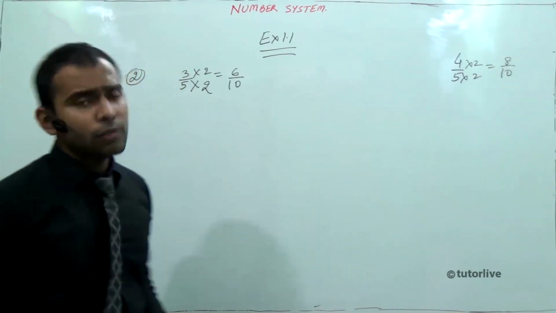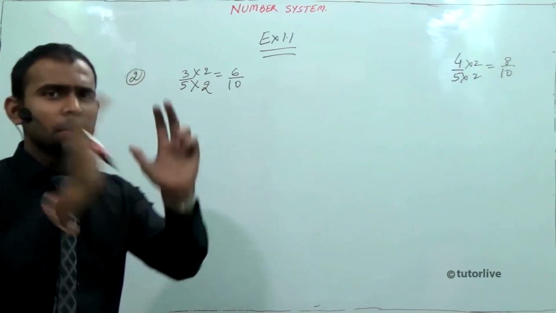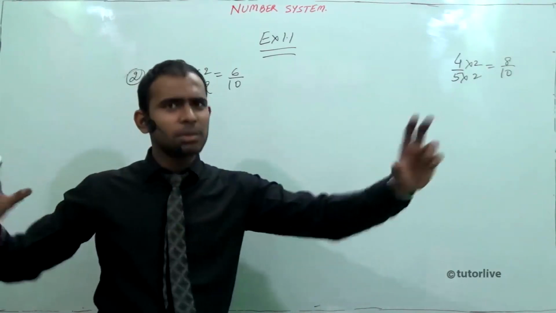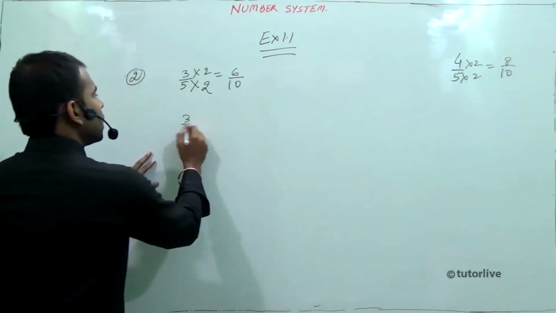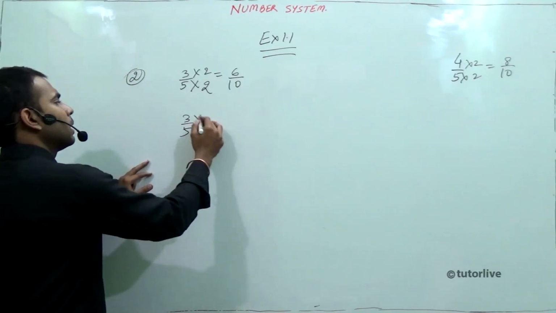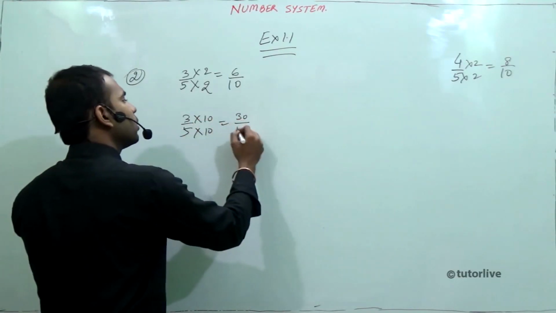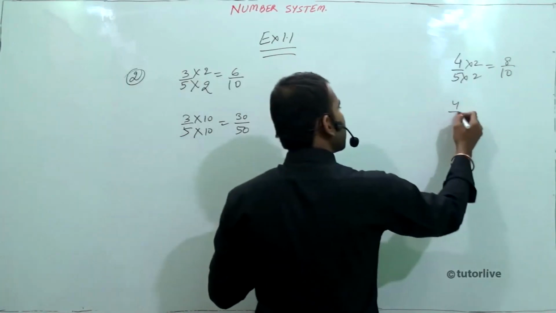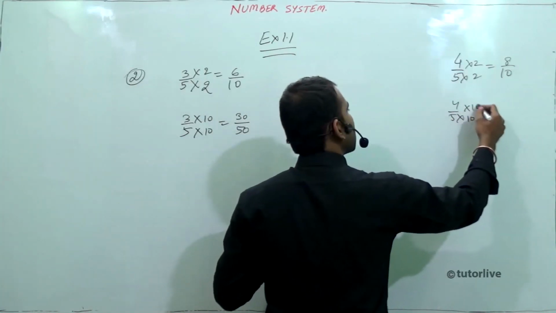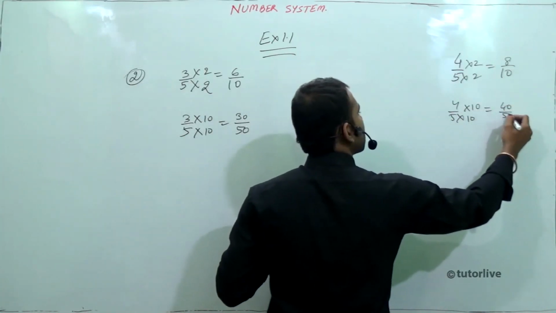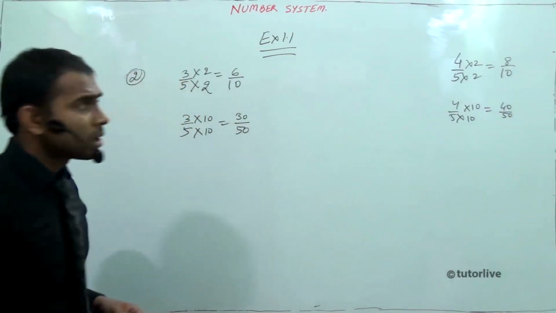So what we'll have to do is multiply it with a bigger number so that we can get as many rational numbers as we can. Let's say we will do 3 by 5 into 10 into 10. It comes out to be 30 upon 50, and 4 upon 5 into 10 into 10 is 40 upon 50. And there are 10 rational numbers all in all in between.